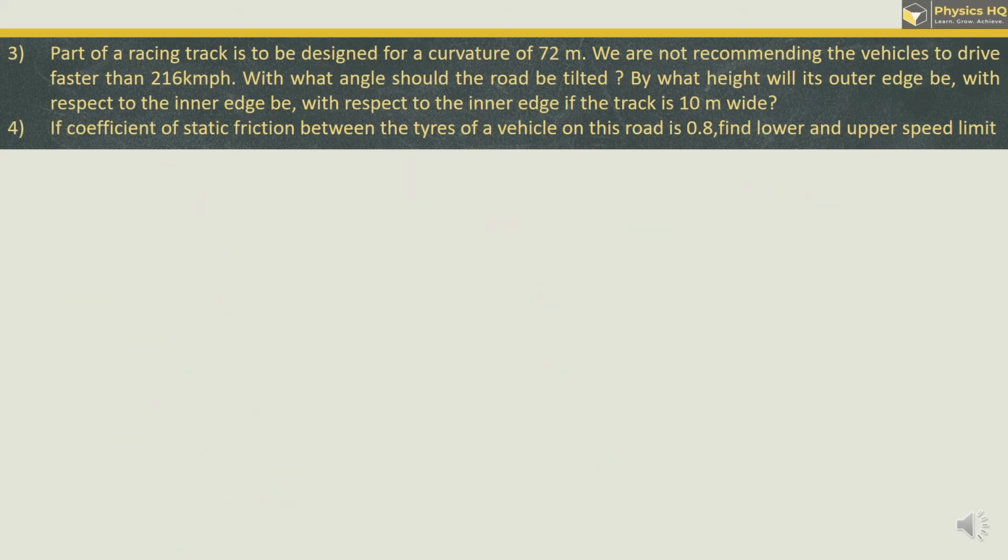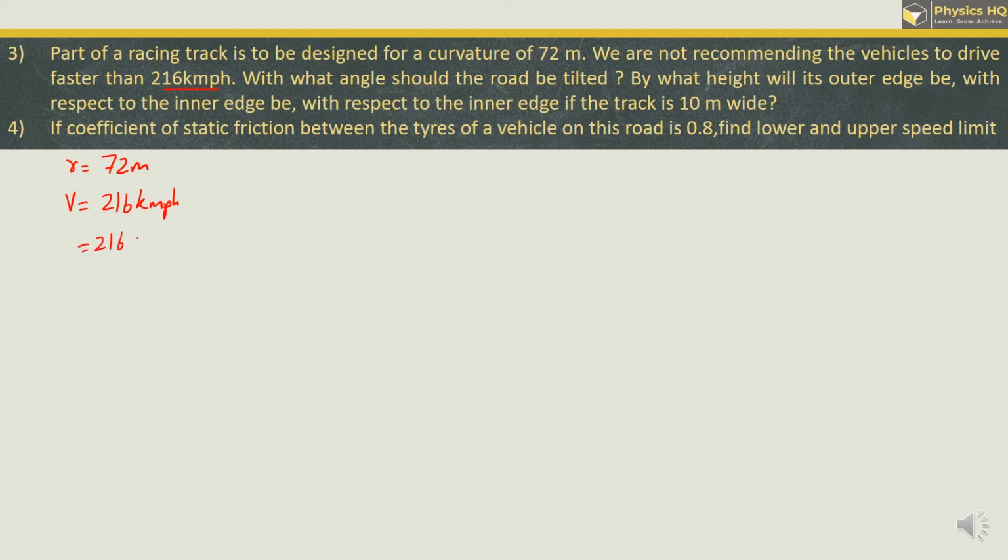Let us go ahead. Path of a racing track is designed for a curvature of 72 meter. So radius over here is 72 meter. We are not recommending the vehicles to drive faster than 216 km per hour. So velocity is 216 km per hour. We will convert this into meter per second.